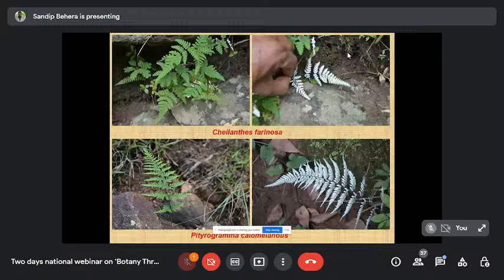Likewise, this is Cheilanthes farinosa. It is called silver fern. And this is Pityrogramma calomelanos. It is also called silver fern. On the back side of the fern, if you see the back side of the ferns, white powder is deposited. It is also another field of research. Why is the plant secreting such type of white powders? You can say it is nanoparticle powder.